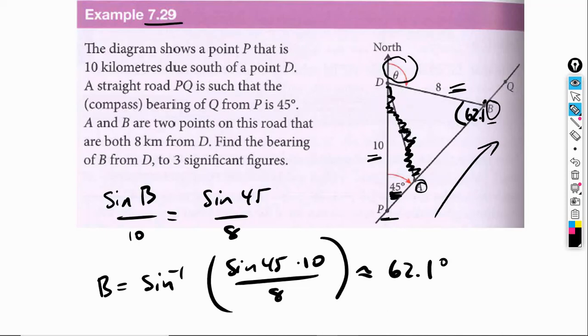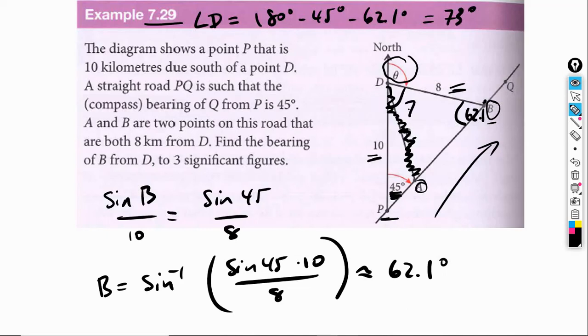So if this is 62.1 degrees, now it's very easy to find angle D. And once we find angle D, all we have to do is subtract that from 180 and we will find theta. Very well. So let's find angle D. Angle D is equal to 180 degrees minus 45 degrees minus 62.1 degrees. And that's going to equal, let's round it, 73 degrees.